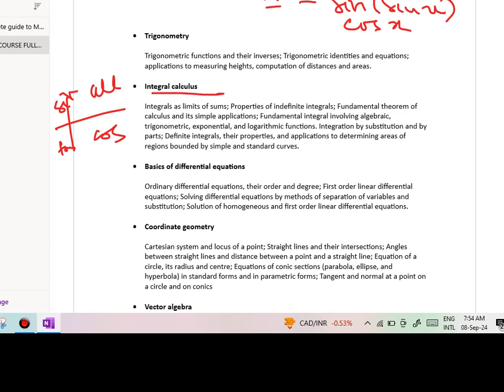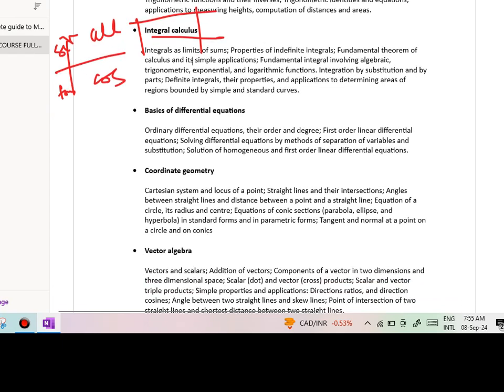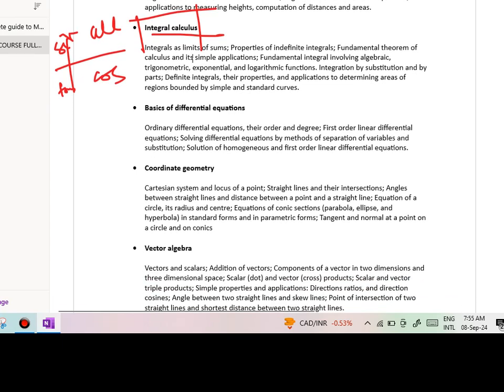Then you have integral calculus. Integral as the limit of a sum, properties of indefinite integrals, the fundamental theorem of calculus and its simple applications, and fundamental integrals involving algebraic, trigonometric, exponential and logarithmic functions. Integration by substitution is also there, where you have to substitute.